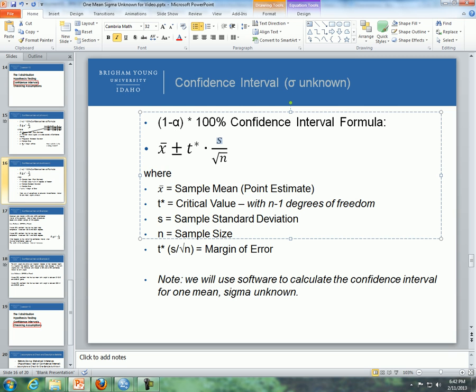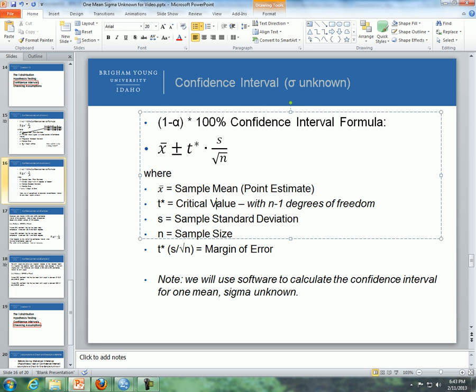Now, what I want to mention here is that, if you need to, you can stop the recording and see what these definitions are. But instead of doing it by hand, regardless of the class you're in, we'll be using software to calculate our confidence intervals. So the critical value, the sample mean, all these different items will be calculated in the software that you use, whether it's SPSS or Excel.